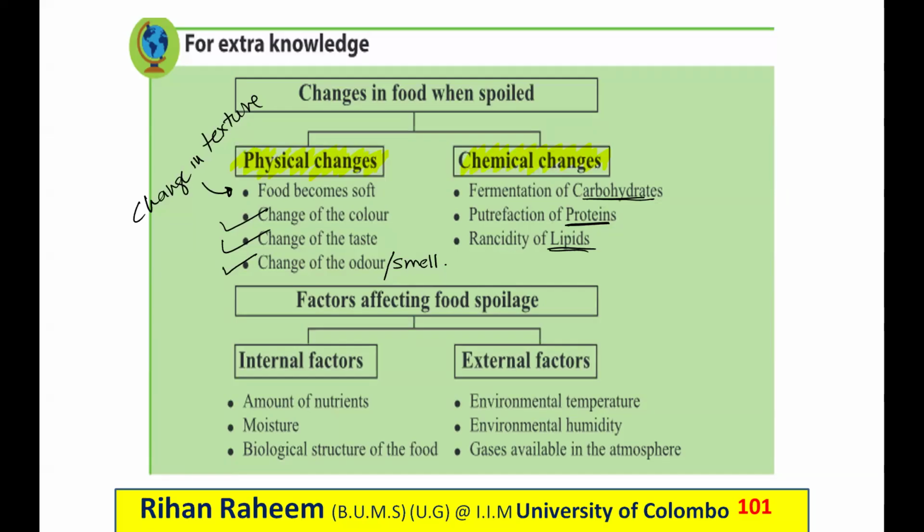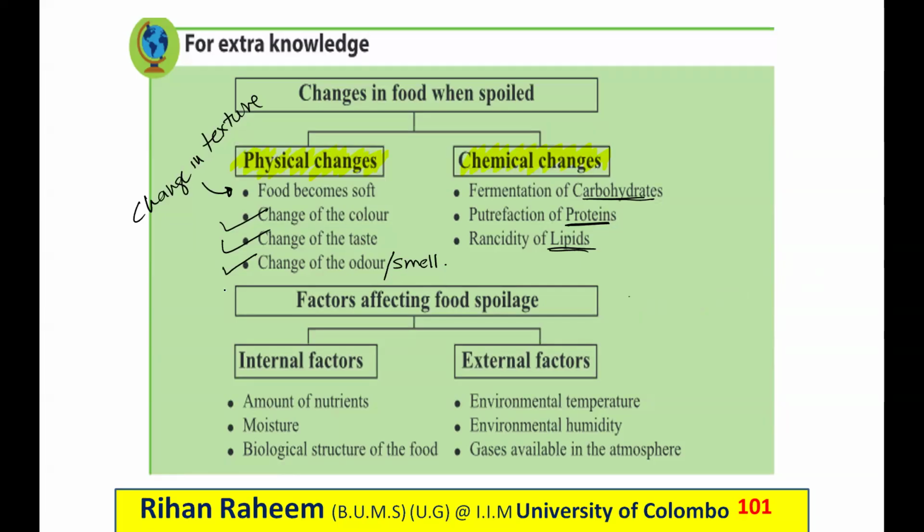Are you all clear? Then the next one: what are the factors affecting food spoilage? In, I think, grade 7 and grade 8, you have studied food preservation methods. In that also we discussed how some food quickly gets spoiled, some get spoiled late, some never spoil. Why is that? Because of internal and external factors.